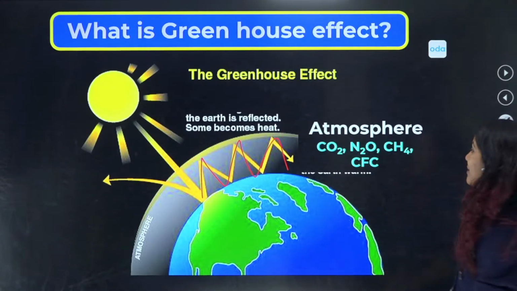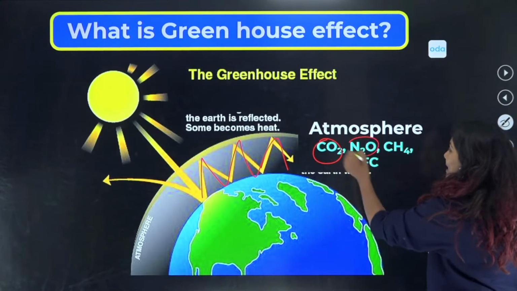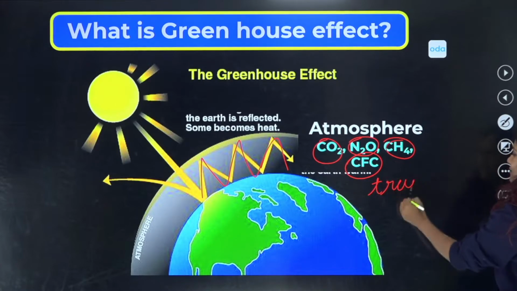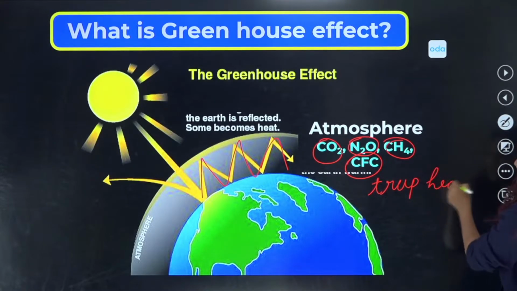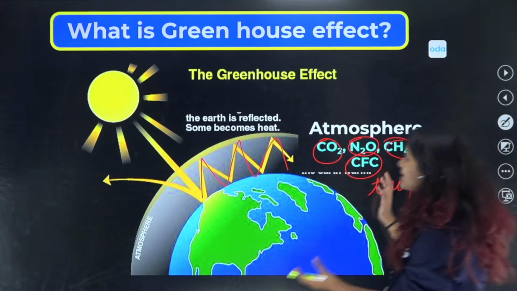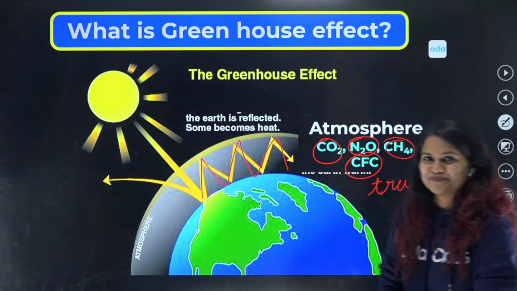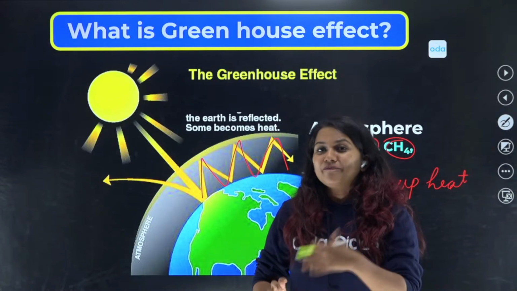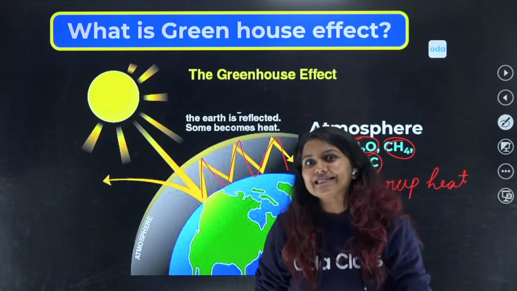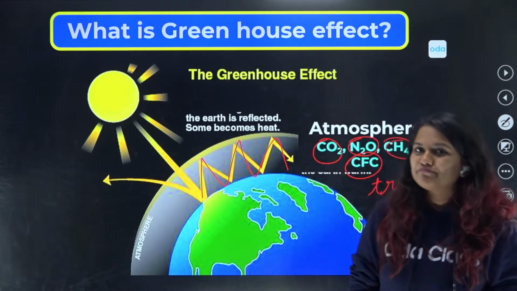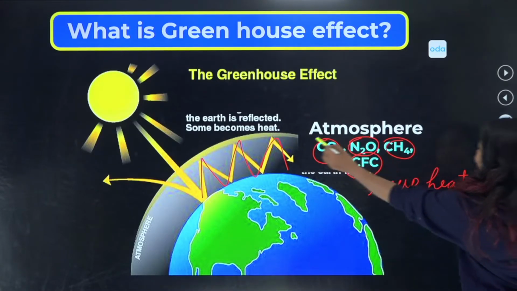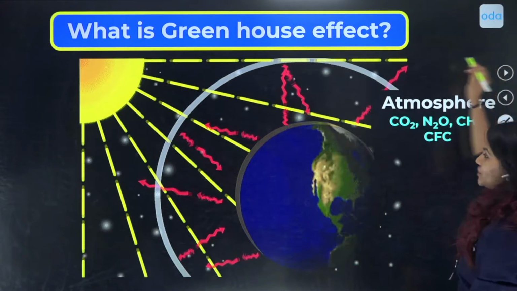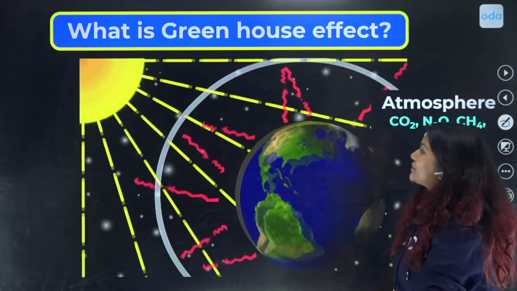Now, meanwhile they undergo multiple reflection, these gases like carbon dioxide, nitrous oxide, methane, chlorofluorocarbon, they will trap heat, and thus increase the temperature on the earth. These gases are present in the atmosphere and they are increasing day by day due to pollution. So due to pollution, these gases are increasing and trapping more and more heat, thus increasing the temperature on the earth.